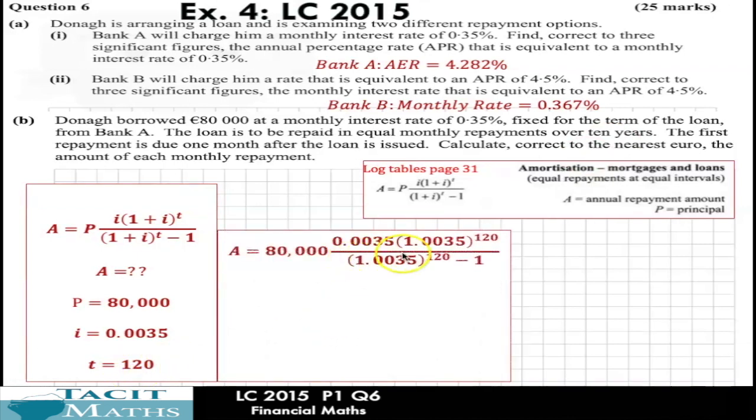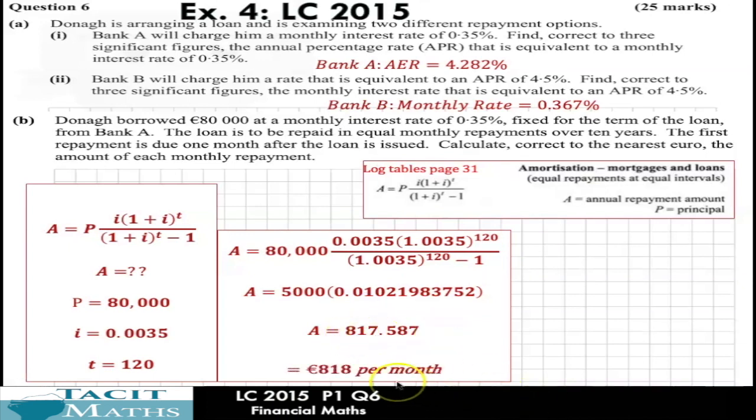Okay, so sub into the formula and just be very careful about using this formula. You could technically type it all into the calculator and get it all out at once, but I'd suggest doing it bit by bit, and you get your answer of that. Okay, and that's that per month to the nearest euro, and that's it.